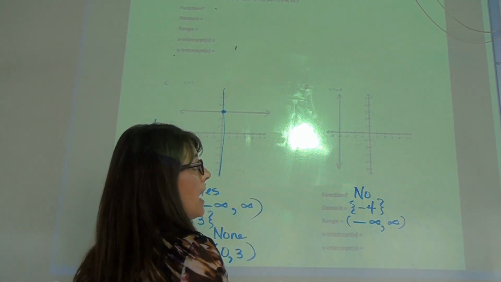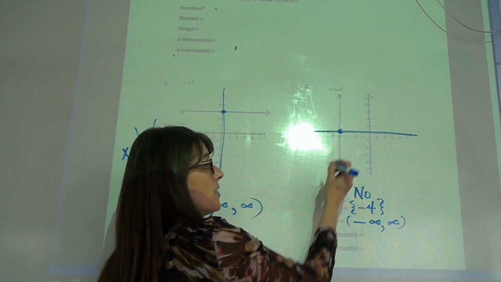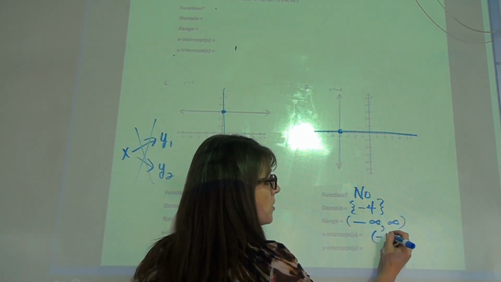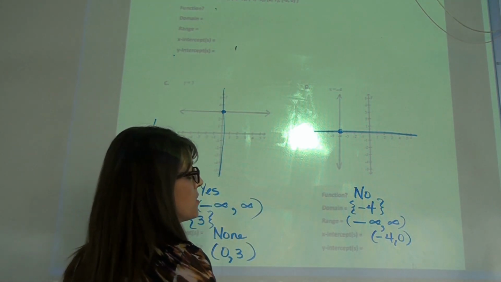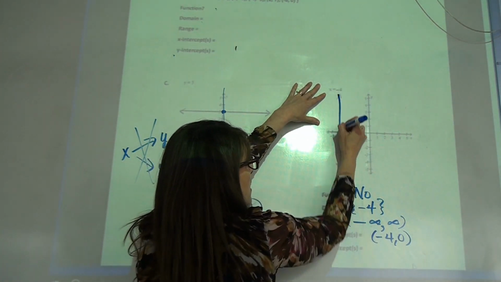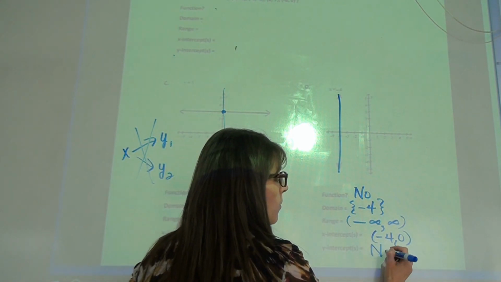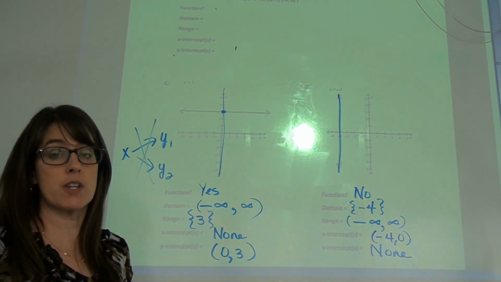Now on this one, x-intercept, here's my x-axis. Where is this graph crossing that axis? Right here at -4. Again, it's a point in the 2D coordinate plane, so let's list it in coordinate form, (-4, 0). And now what I'm going to do is find my y-intercept. Here's my y-axis. Where is this line crossing that axis? It's not. So therefore, our y-intercept is going to be none, because I don't have a y. It's not crossing at all.